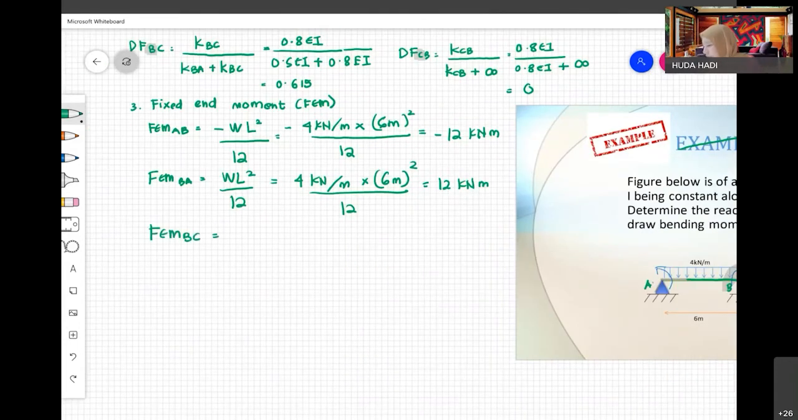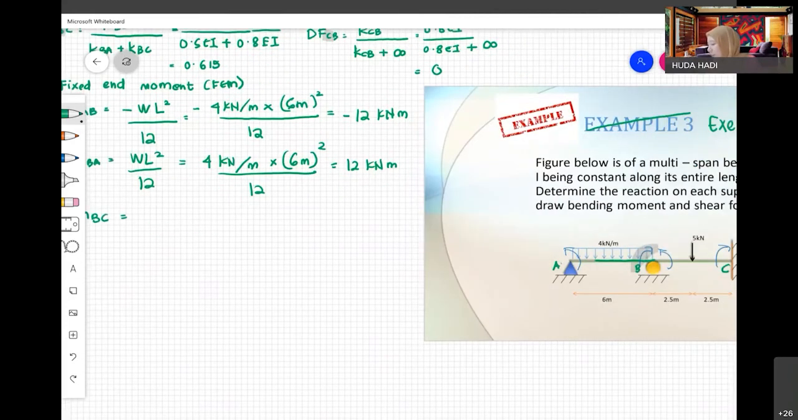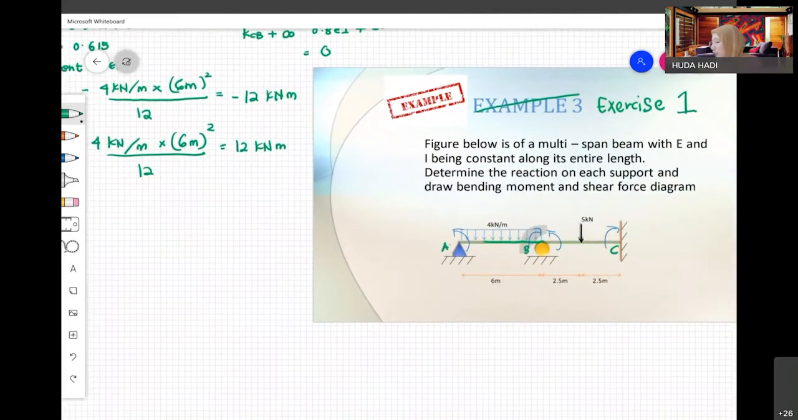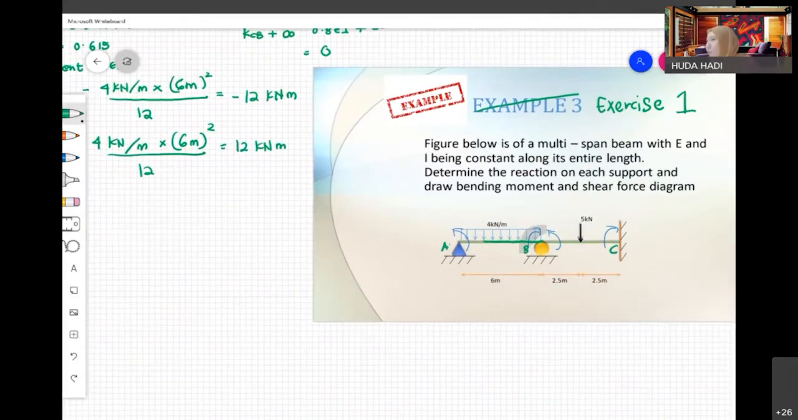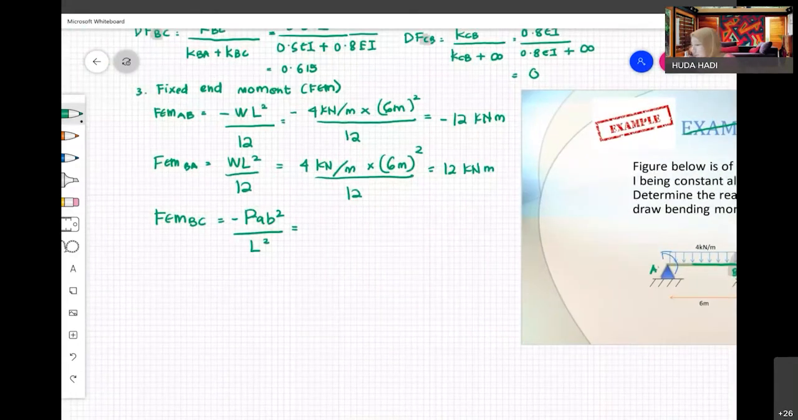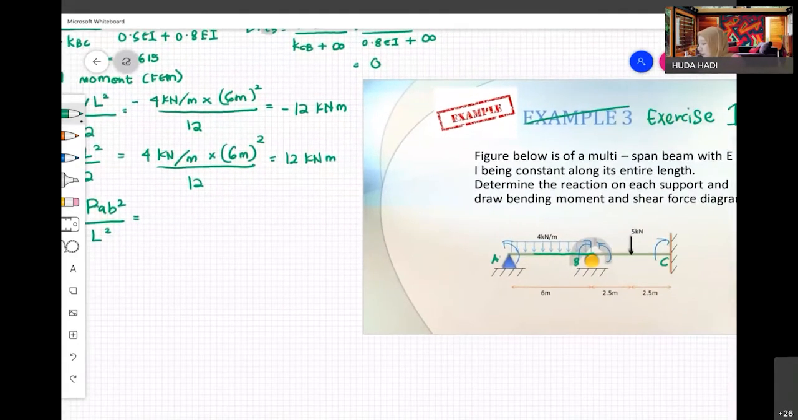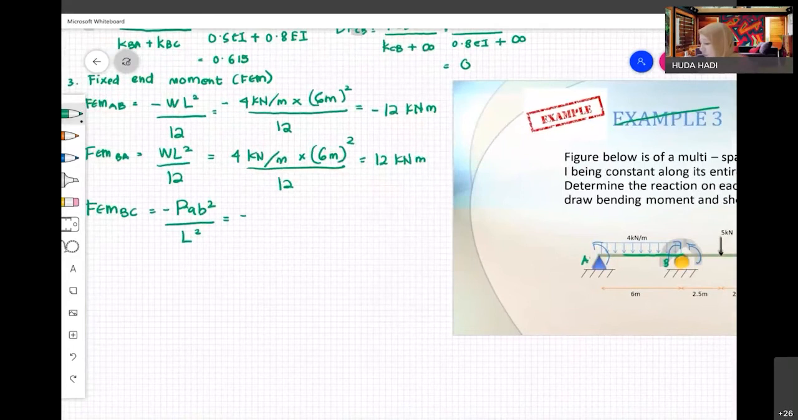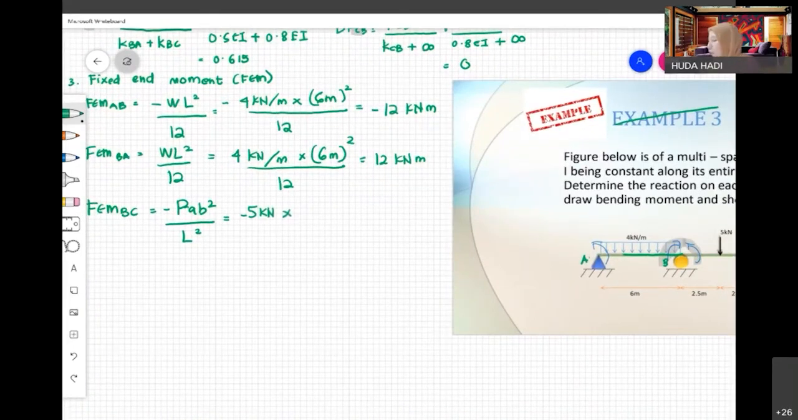So tengok dekat BC lah. Okay, so for BC, this is point load. So you know formula dia is PAB square over L square. And also tengok juga direction of the moment. It is counterclockwise. Okay, jadi dia akan jadi negative. So negative P is 5 kilonewton, darab dengan the value of A.